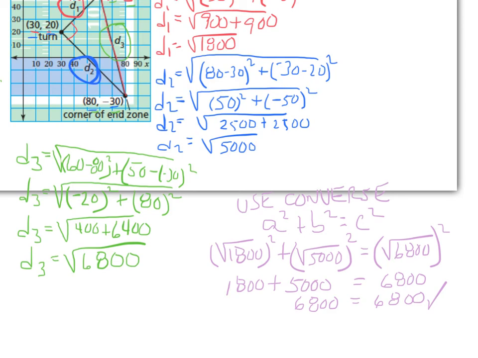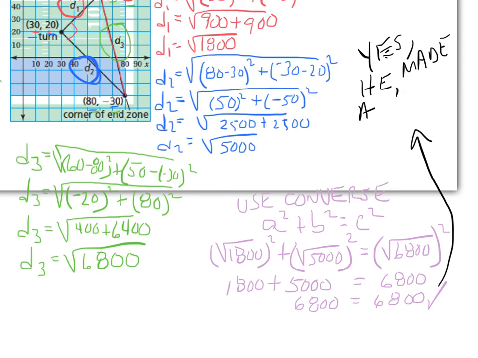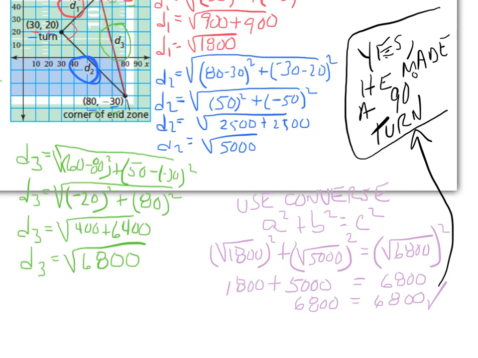So now we can come back up to the top here and say, based on this information, yes, he made a 90-degree turn. Because we proved that it was a right triangle, that tells us that he made a 90-degree cut into that corner. We also could figure out the actual distances if we needed to. The question was just asking if we're looking at a right turn or not.